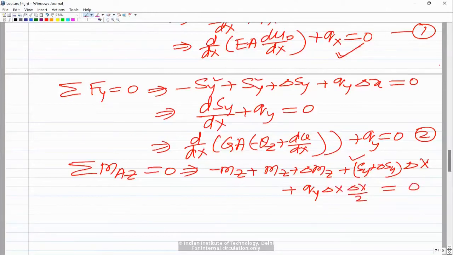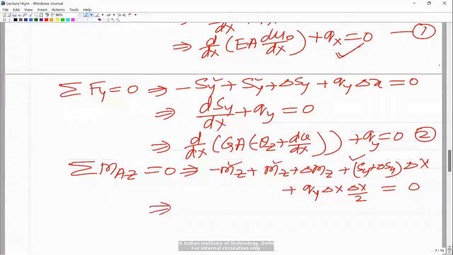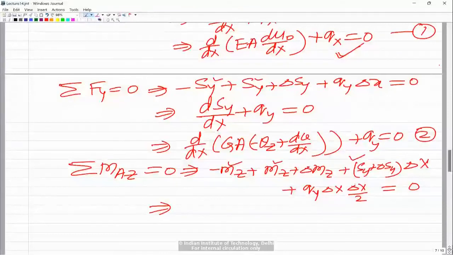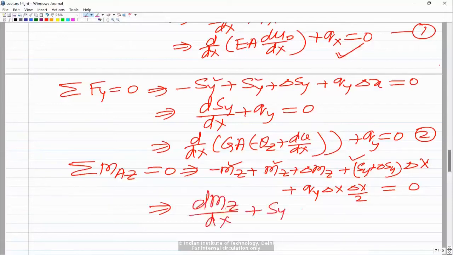So again what we do is these two terms get cancelled and we divide the whole thing by delta x. So delta Mz by delta x, in the limit delta x going to 0, will give you dMz by dx, and this term divided by delta x will give you Sy plus delta Sy. When delta x tends to 0, delta Sy will go to 0, so this will simply become Sy. The third term, qy delta x square by 2, when we divide it by delta x, we will be left with qy into delta x by 2, and in the limit when delta x goes to 0, this term will go to 0. So that means this will give you dMz by dx plus Sy equal to 0.